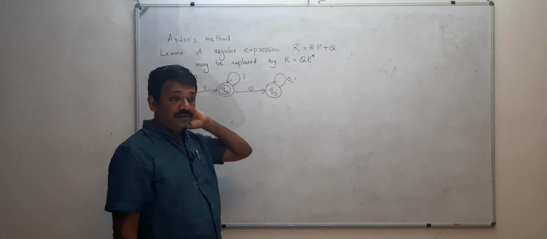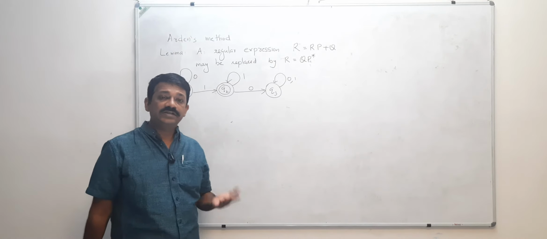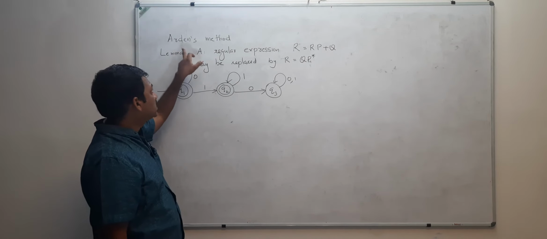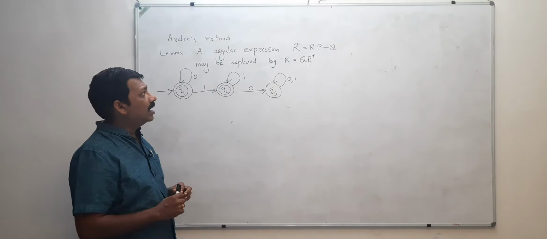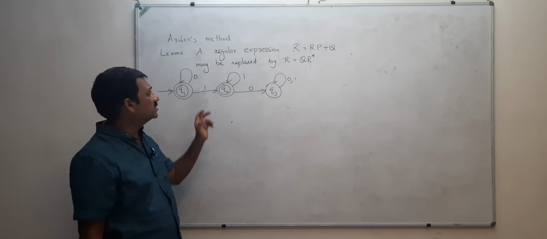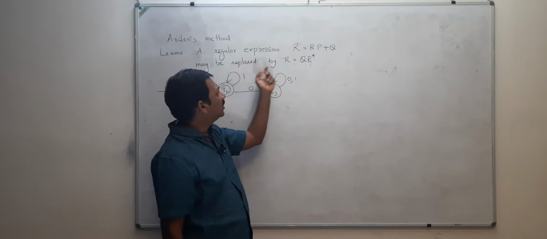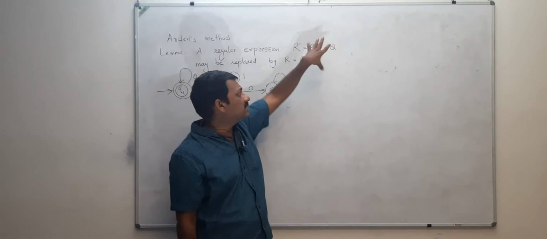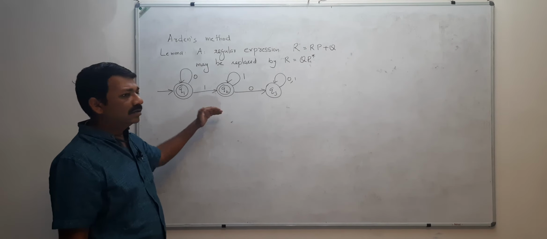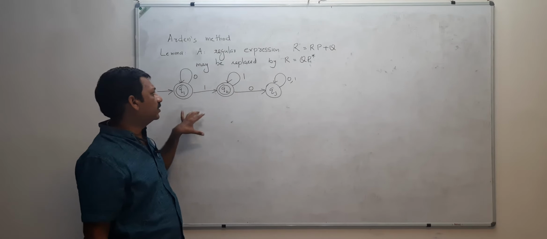For converting DFA to regular expression, the first method we discussed is the state elimination method, and today we are going to discuss another method which is Arden's method. This Arden's method depends on Arden's lemma. Arden's lemma is: if you have a regular expression R equal to RP plus Q, then that may be replaced by R equal to QP star. This is called Arden's lemma. And using that, we are going to have an equivalent expression for this.